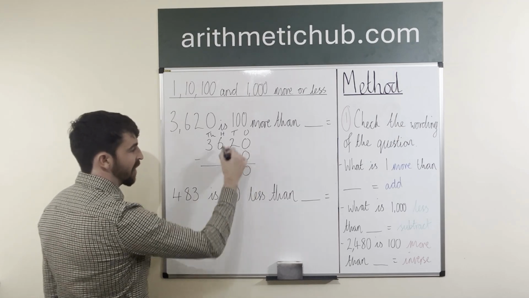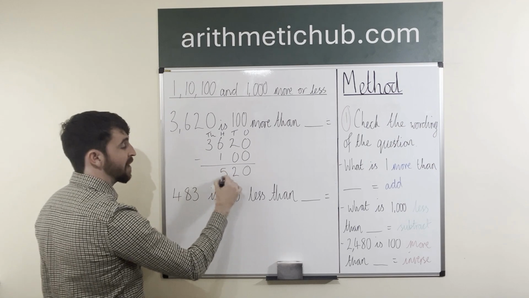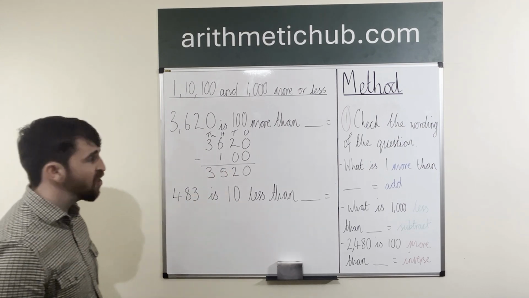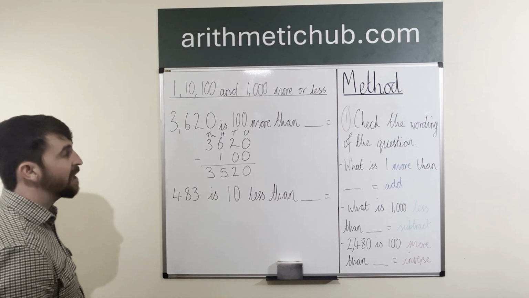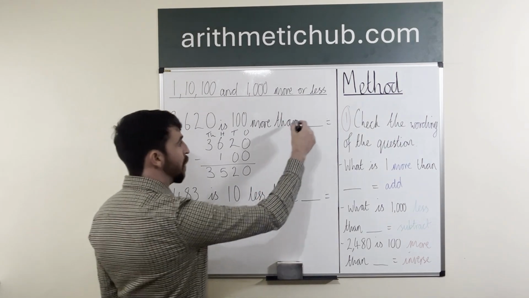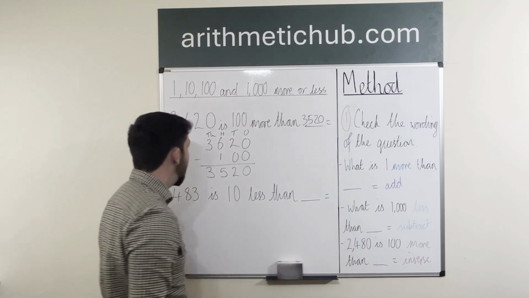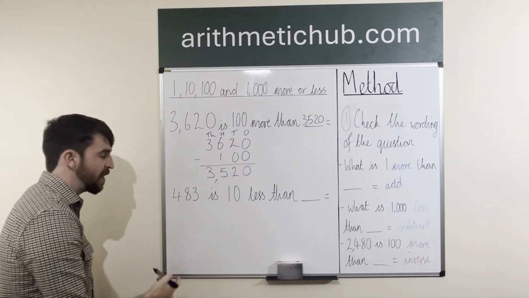0 take away 0 is going to give me 0, 2 take away 0 is going to give me 2, 6 take away 1 is going to give me 5, and 3 take away nothing is going to give me 3. And then we can check that to see if it makes sense. 3,620 is 100 more than 3,520. Well, does that make sense? Yeah, of course it does. So let's check for this question then.